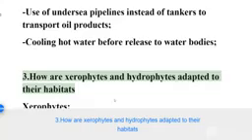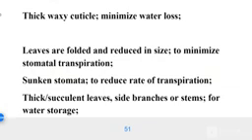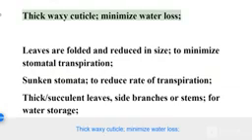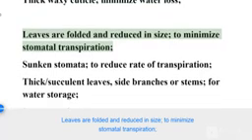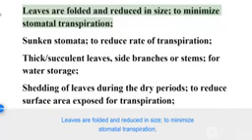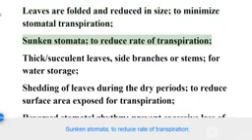3. How are xerophytes and hydrophytes adapted to their habitats? Xerophytes. Thick waxy cuticle, to minimize water loss. Leaves are folded and reduced in size, to minimize stomatal transpiration. Sunken stomata, to reduce the rate of transpiration.